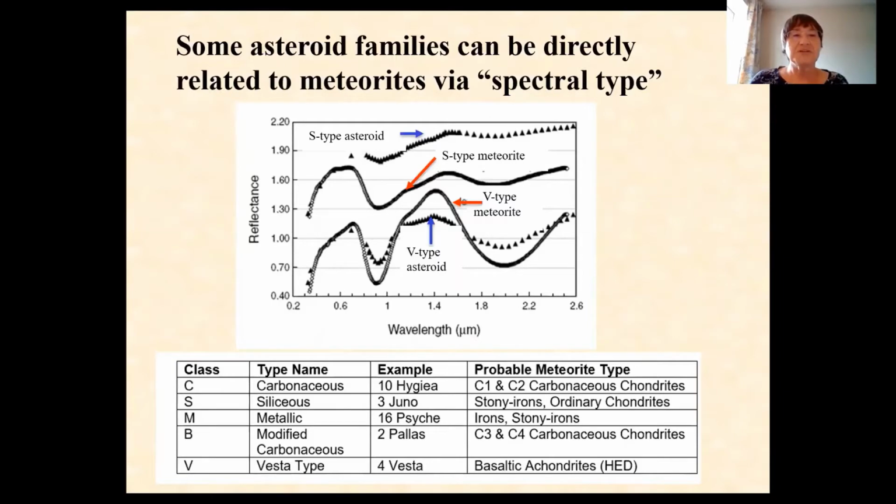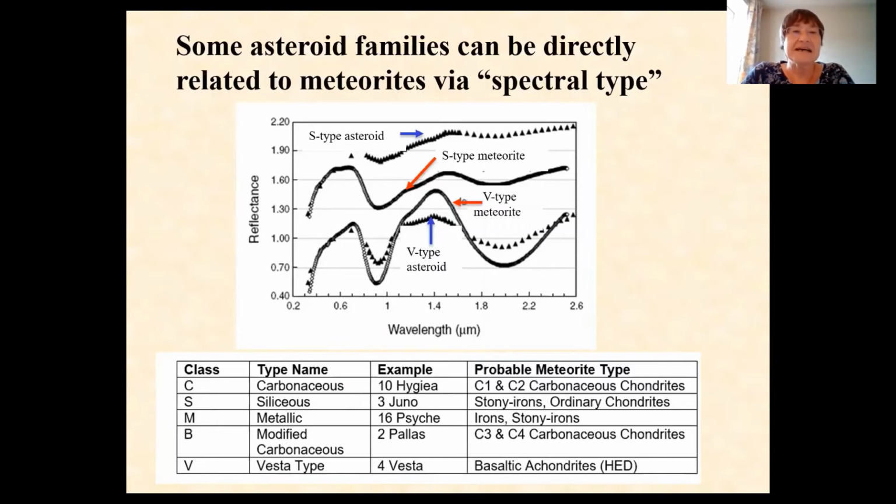Same with the two in the bottom section of this diagram. We have a V-type asteroid in the triangles and a V-type meteorite in the circles. Now, before you start writing in and asking questions, well, why are they actually different? The reason is that we have a thing called space weathering.